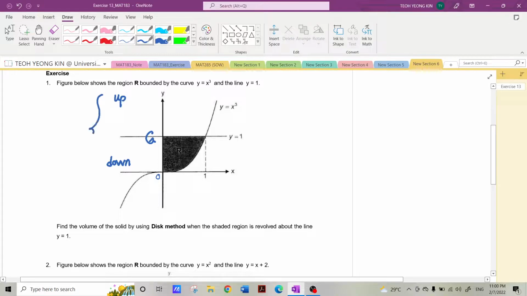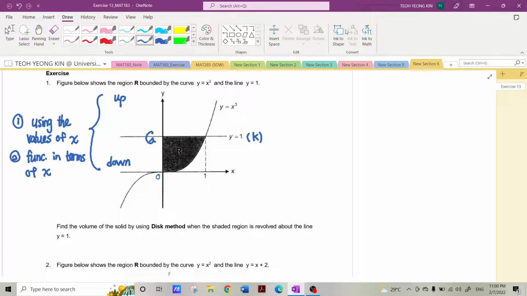If going up and down, we are using the value of x, and our function is also in terms of x. So using the value of x, with the function in terms of x, if the region is revolved up and down. y equals 1 actually is our value of k.